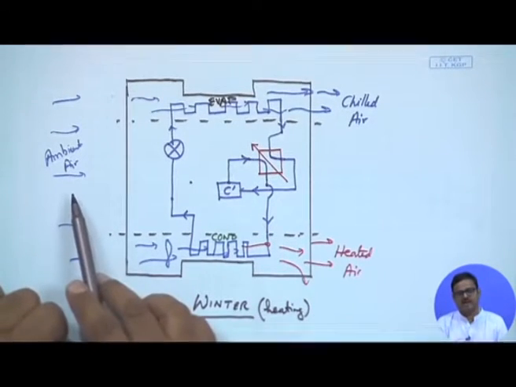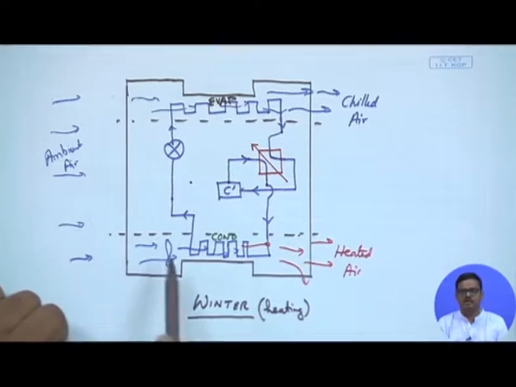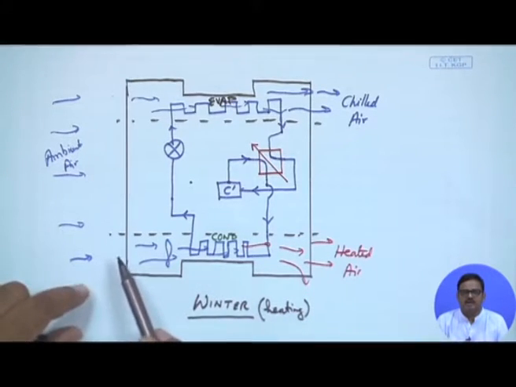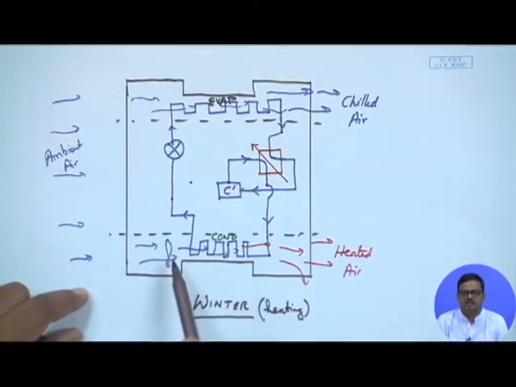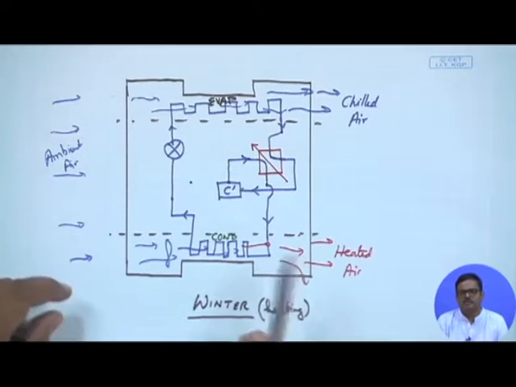Same thing, except the ambient air now is cold because it is winter outside, and we would like to heat it up so that we have more comfortable conditions inside the room. As this ambient air, which is at a lower temperature, goes over the condenser, it picks up heat and comes out as heated air, which can now be used to heat up the room and make it more comfortable.